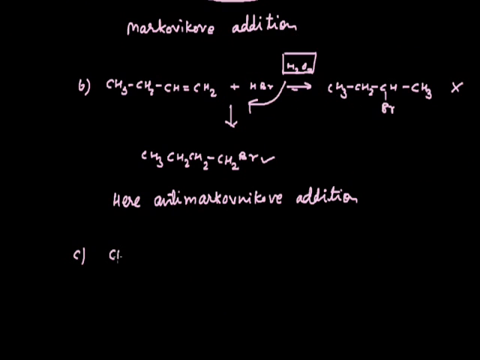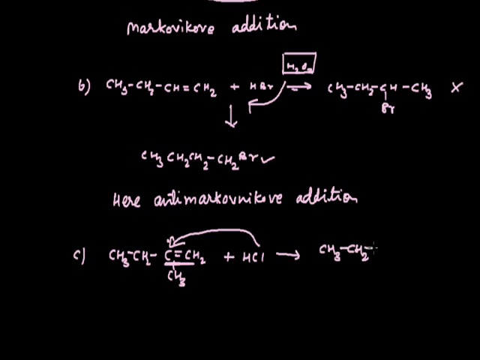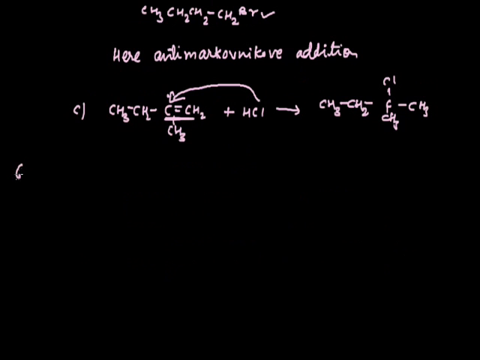Next equation, CH3CH2C(CH3)=CH2 plus HCl. Here you can see there is no hydrogen peroxide. The alkene is also asymmetrical, so this carbon has fewer hydrogens, and the chloride will go to this carbon. The final product is CH3CH2C(Cl)(CH3)2.